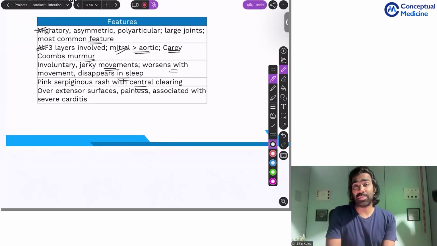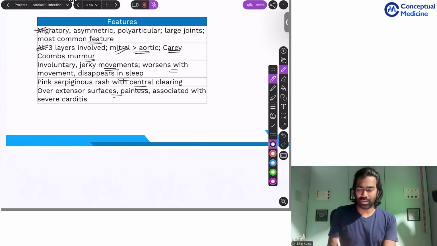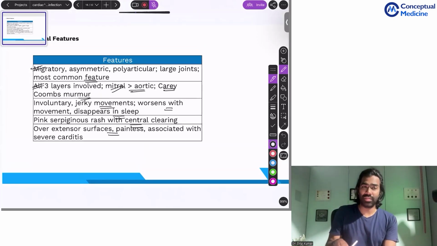And patients can have erythema marginatum, which is nothing but a pink serpiginous rash with central clearing, which never occurs on the face. And patients can develop subcutaneous nodules, which generally tend to occur over the extensor surfaces, which are painless and often associated with severe carditis.